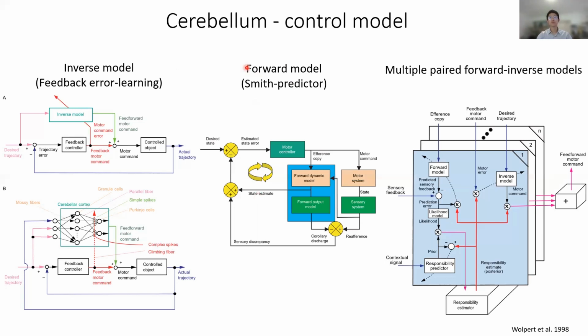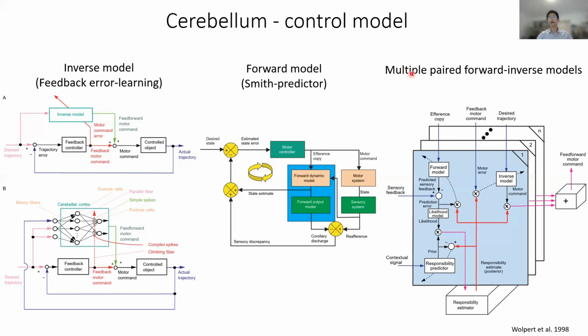And this forward model is usually used for prediction of a movement, because we know that sensory feedback usually has a very large delay, at least 20 milliseconds. So the nervous system, particularly at the brain level, may not rely on the sensory feedback because of this delay. In this case, how do you still make an accurate movement, or how can you still estimate to reach the target? For this, you have to do prediction using this forward model.